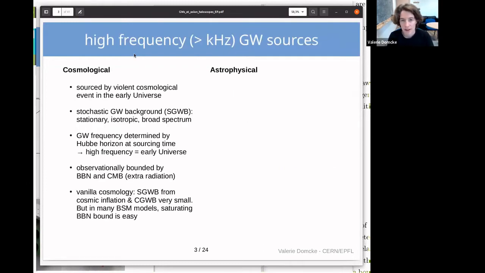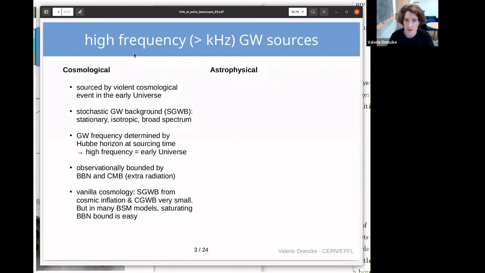To dive right in and start with why we think high frequency gravitational waves are interesting. Gravitational waves per se are small perturbations of space-time, and they can be sourced in two main categories. They can be either cosmological or astrophysical. What I call cosmological is anything sourced at extremely early times in the universe, before galaxies and stars and all these things formed. And astrophysical I will call everything related to, from my point of view, the late time universe.